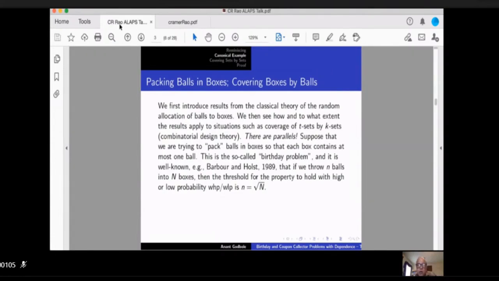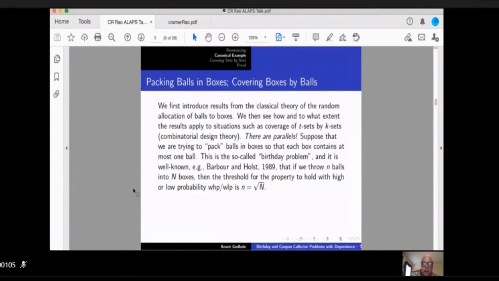However, in this talk, I'll be interested more in thresholds, probabilities that go to 0 or 1. And one of the things in Barbour and Holst, 1989, and it's been known before that, actually, it's in Feller Volume 1. A lot of this is in Feller Volume 1.